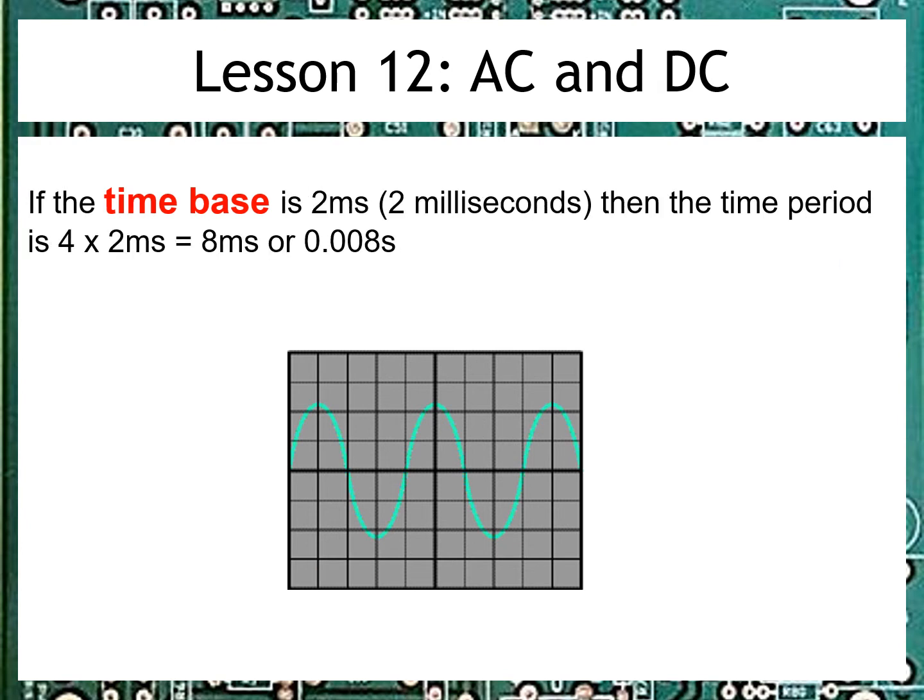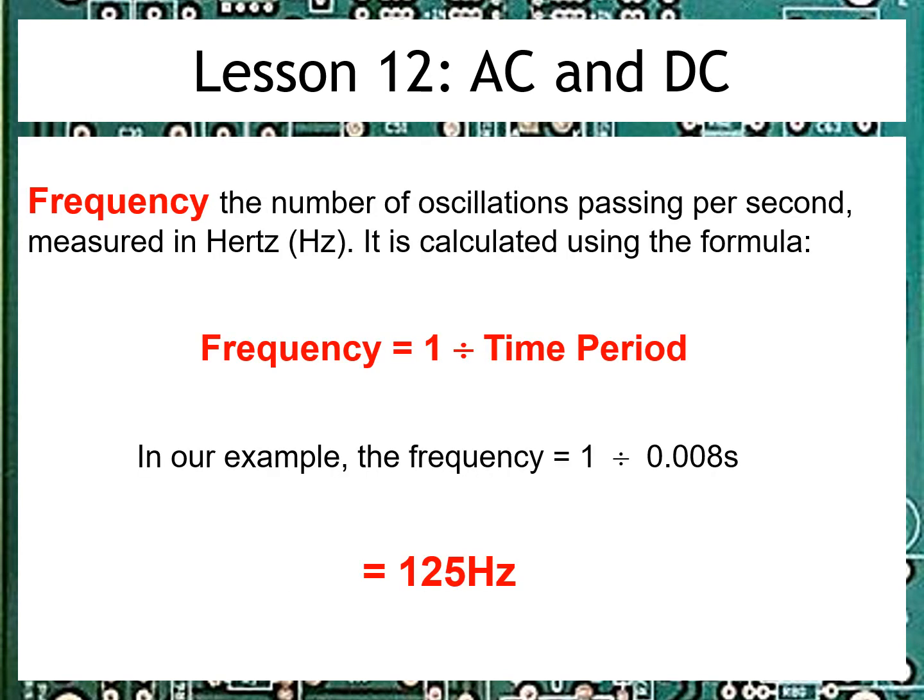Don't forget, little m or milli means 1,000th, so 2,000ths of a second. Going back to what we did in the last slide, we know that the time period is 4 squares across from peak to peak or trough to trough. So the time period is 4 multiplied by 2 milliseconds, which gives us 8 milliseconds. Or if I divide by 1,000, 0.008 seconds.